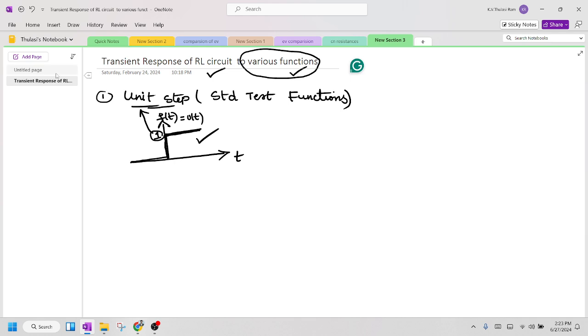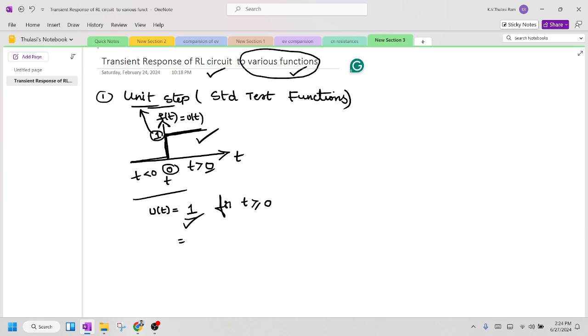So how to define this function? You can see here this is at t equal to 0, this side is t less than 0, and this side is t greater than 0. Now we need to write the function as a mathematical equation. I'm writing the output function u of t as having a magnitude of 1 for t greater than or equal to 0. When t equals 0 or t is greater than 0, it has a magnitude of 1. That's how u of t is defined.